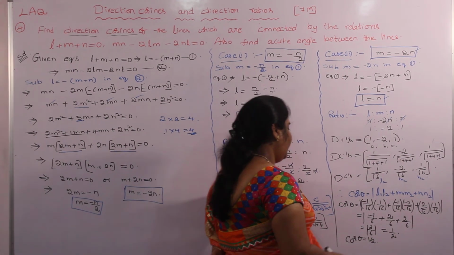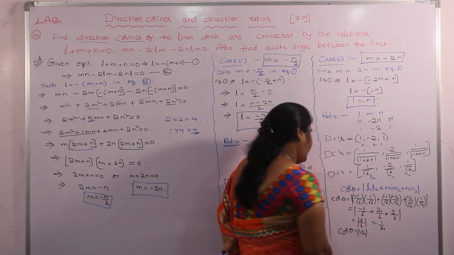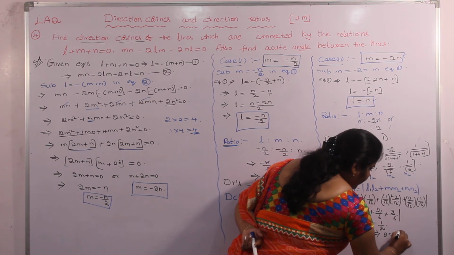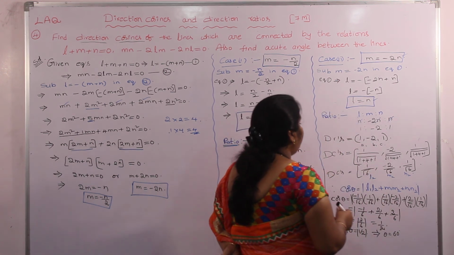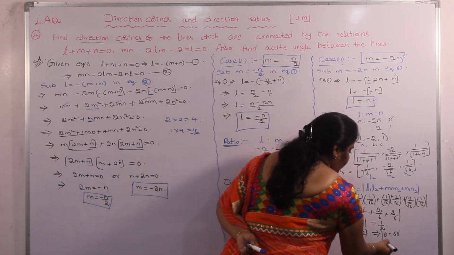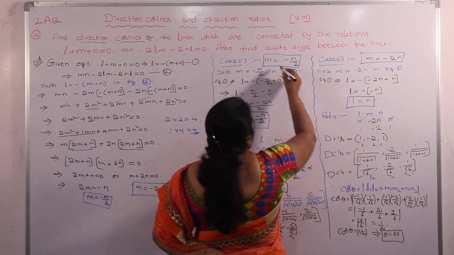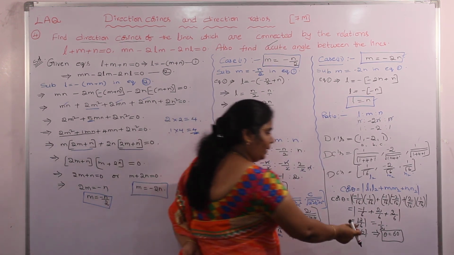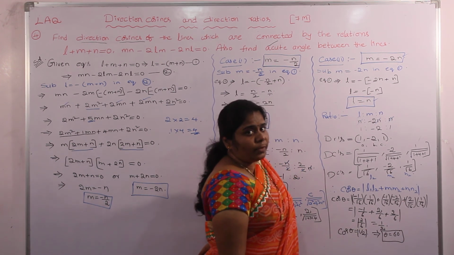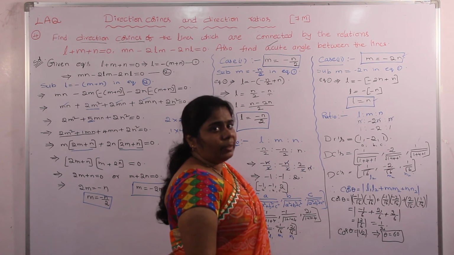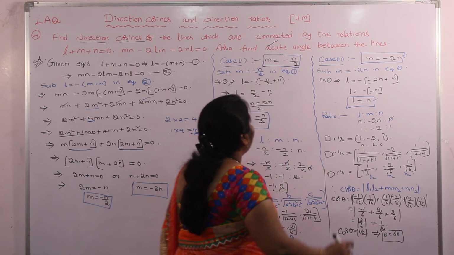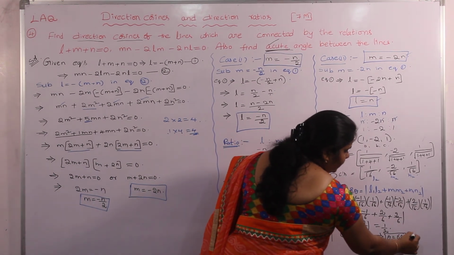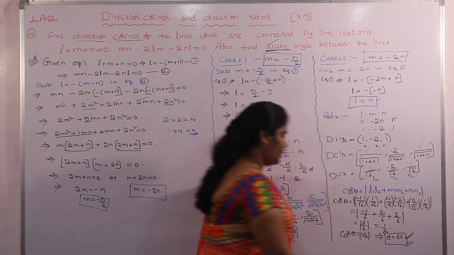Here we have two angles: one is theta equal to 60 degrees and another one is 120 degrees also. But in this problem we take theta equal to 60 degrees only. Why? Because in this problem they are asking only for the acute angle. Acute angle means below 90 degrees. Remember that. So we don't take the 120 degrees. Theta equal to 60 degrees is the acute angle.